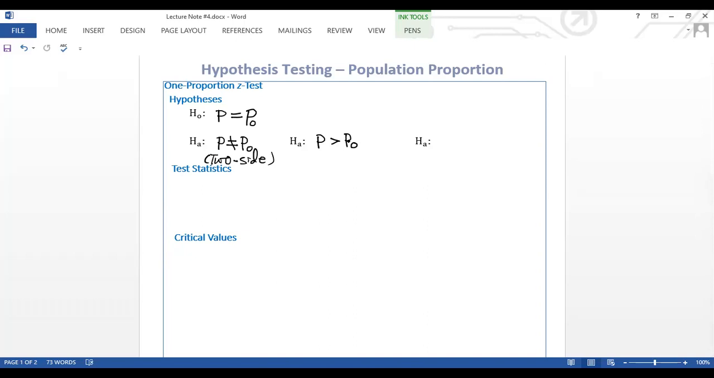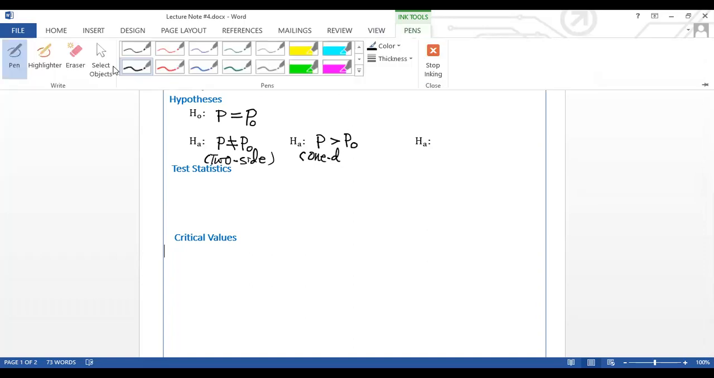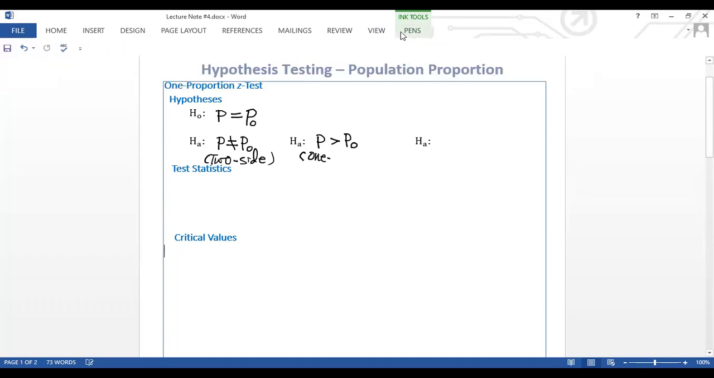I really think we have more than 35%. So your alternative hypothesis is P greater than the value you claimed. Because of the greater than, we call this a one-side test, because you only care about the greater than side. And because it's greater than, which side do we care about? The right-hand side. So this is a one-side, right-hand side test.